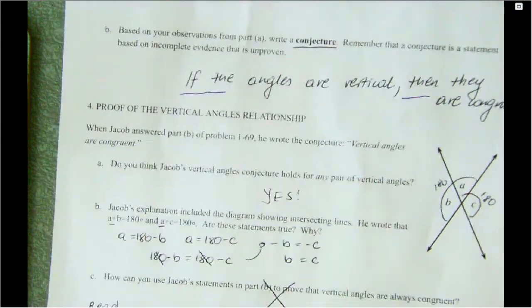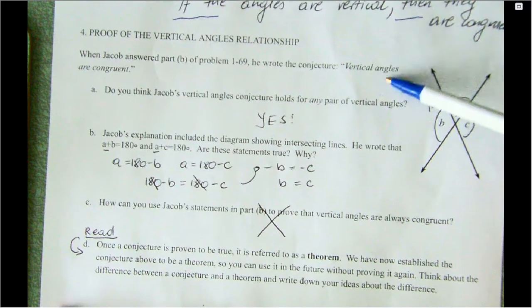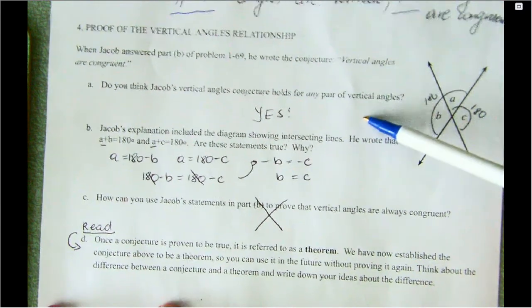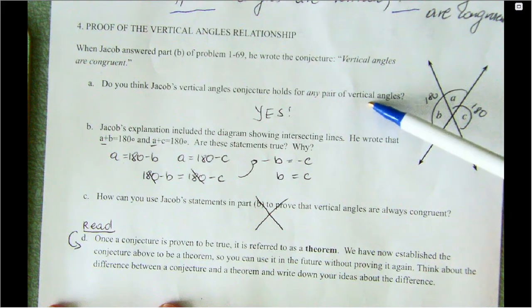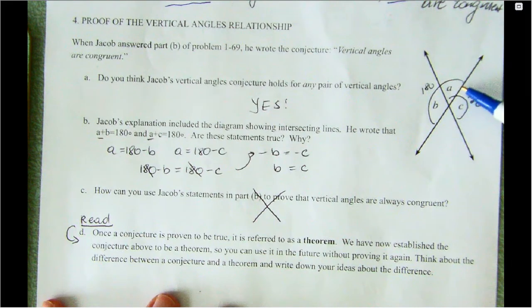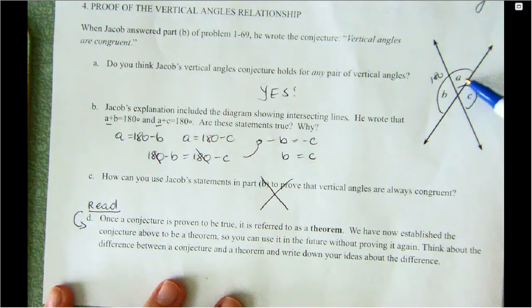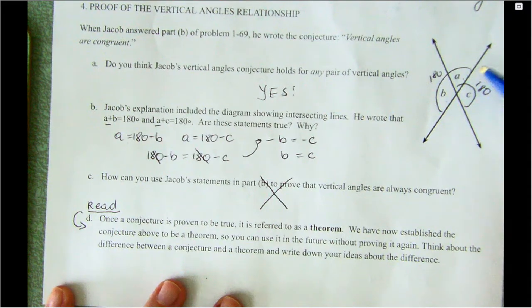So to prove this, we can use the thinking that is in this problem. So all the angles are always congruent if they're vertical. Yes, that is always true. And if you look at this picture, this angle A, B, and C, and they gave us two statements. One of the statements is A plus B equals 180, which is true because they form a straight line. And the second statement is A plus C is 180, which is also true because this is another straight line. So from those two pieces of information, we can actually prove that vertical angles are congruent.